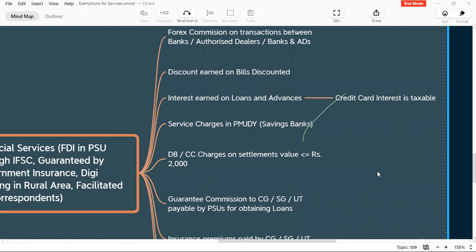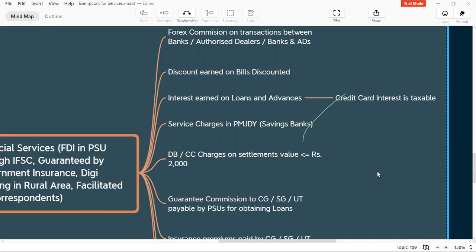So this is also exempt from GST. Penal interest is also covered. This is what they typically focus on in the exam. So the first 3 points are quite clear. FDI, you can understand. F is forex transactions between banks. D is discounting earned on bills discounted. I is interest earned. FDI.